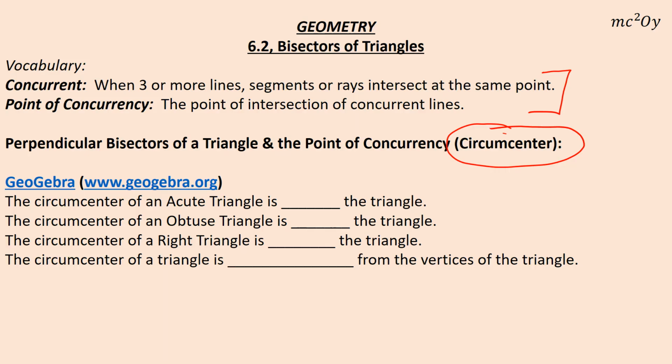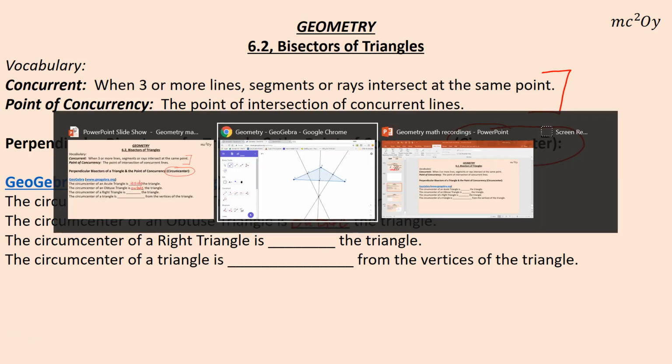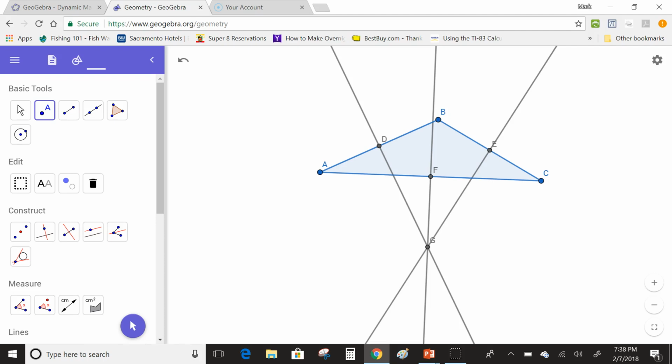Okay, so let's fill this out here. The circumcenter, the special name for the point of concurrency, of an acute triangle is inside the triangle. Circumcenter of obtuse is outside. So what does that mean about a right triangle? Well, now we can actually measure the angle here. So I'm going to go ahead and put an angle measuring tool.